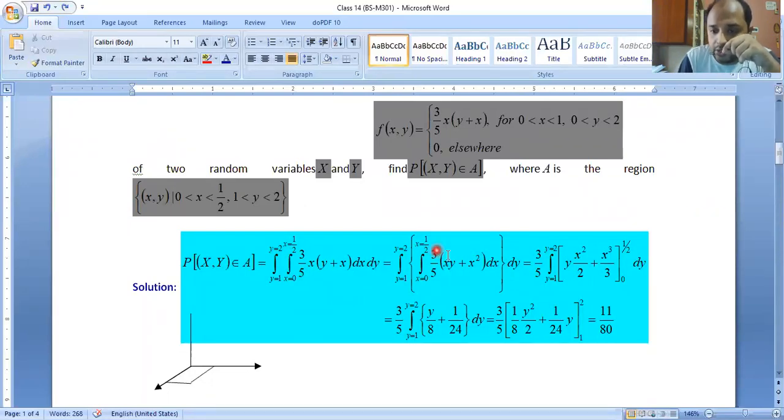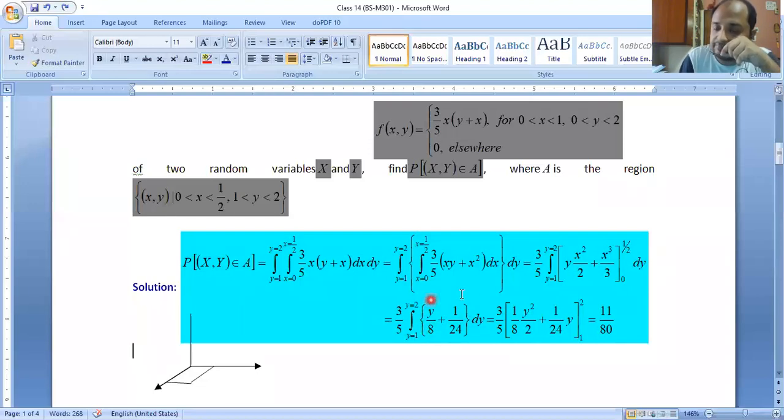So how will I proceed? You first see that the constant 3/5 has been taken outside the integration sign, and inside we have integrated. Y remaining constant, we get y into x squared by 2 plus x cubed by 3, with limits of x from 0 to half. If I put these limits, I will get an expression like this: y by 8 plus 1 by 24. In-between steps have not been shown, so you just verify that it is coming.